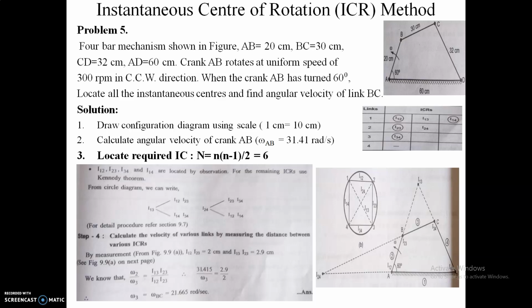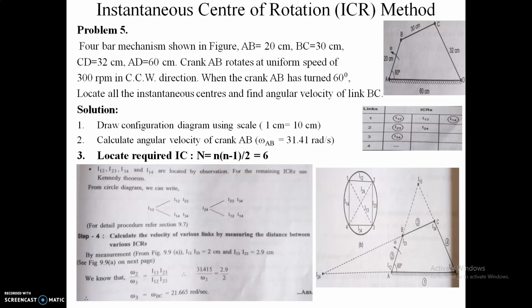After this, step number 3 is you have to calculate the number of IC in the mechanism. Here, by using the formula n(n minus 1) divided by 2, where small n is equal to the number of links in a given mechanism. This problem is based on a 4 bar mechanism, so the total number of links is 4. So I am keeping the value of small n as 4, and it comes as 6. So you have to locate all the 6 IC, because in the question it is mentioned that you locate all the IC. Then you have to find the angular velocity of link BC.